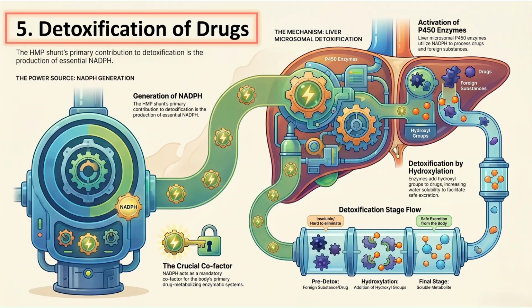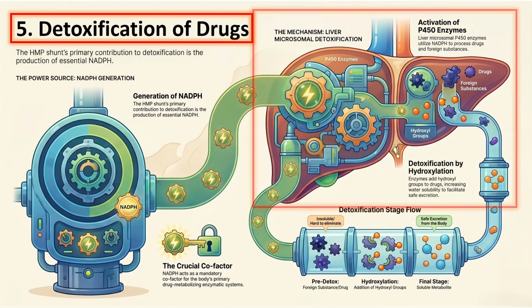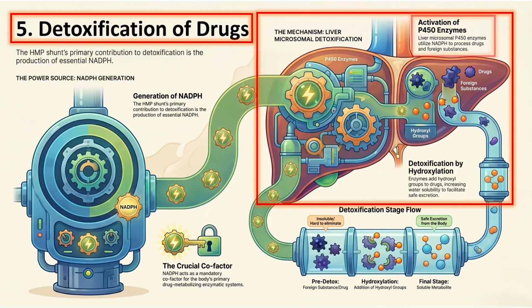The next is the detoxification of the drugs. Drugs are metabolized in the liver by the microsomal P450 enzymes. These enzymes use NADPH as the coenzyme and cause detoxification by causing hydroxylation. By adding the hydroxyl groups, they make the drugs more water soluble and easily excreted. In the absence of NADPH, all this mechanism fails. Hence, HMP shunt is also involved in detoxification of drugs.